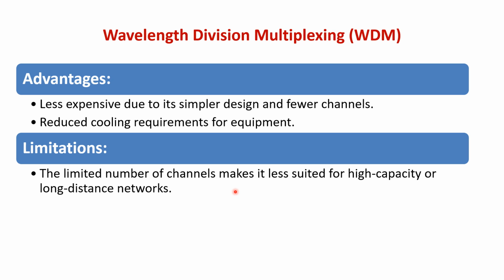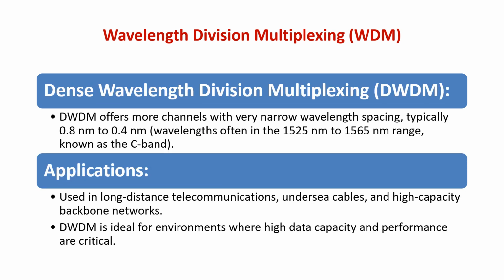CWDM offers fewer channels, which limits its capacity compared to DWDM. This makes it unsuitable for environments requiring very high data throughput. CWDM is generally limited to shorter distances because its wider wavelength spacing increases the potential for signal degradation over long distances. Dense wavelength division multiplexing.